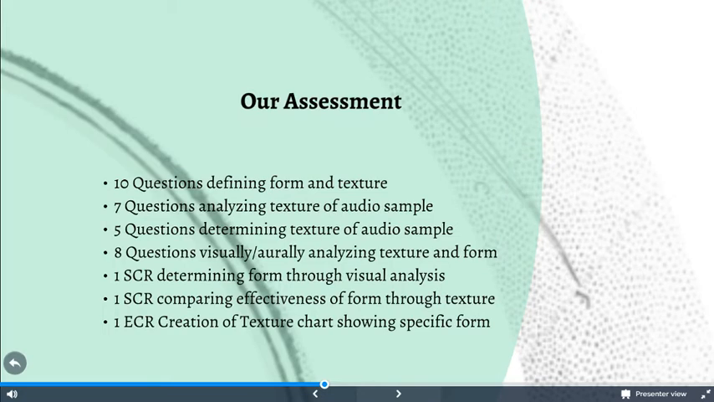When building our assessment, we went through the same process that everyone else did about how much percentage of our instructional time was given to each concept. And then from there, we were able to break down about how much time we were going to devote to each of these concepts during the assessment. In our breakdown, we figured out that we would have 10 questions that were concerned with defining form and defining texture.